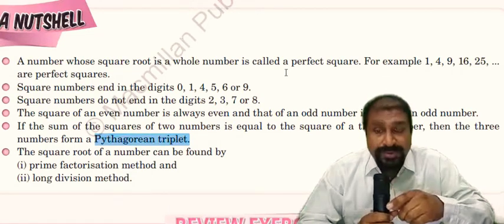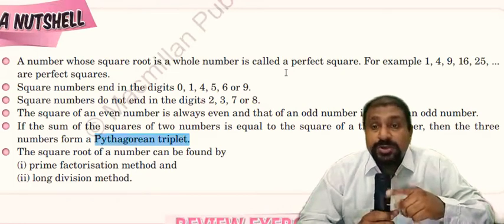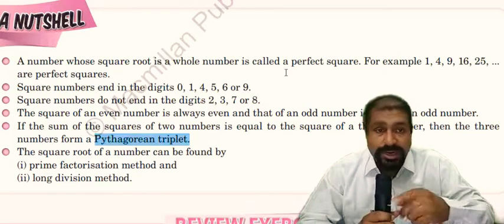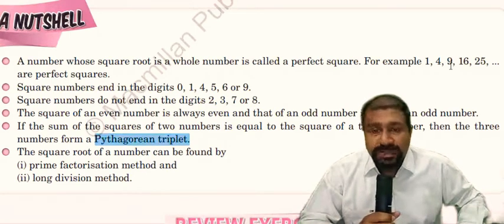So what is the perfect square? 36 is a perfect square, not the 6. 36 is a perfect square, then 49 is a perfect square, and so on. You can see from the examples, 1, 4, 9, 16, 25 and so on. These are said to be perfect square numbers.